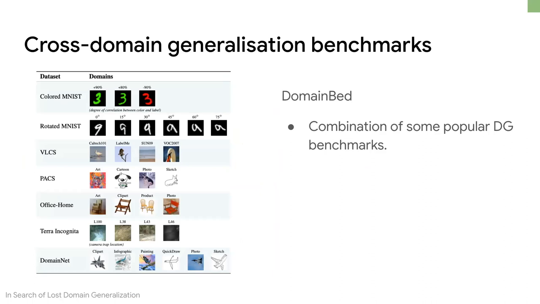Like there's DomainBed, which is also similar. You show different datasets from different domains. Well, in this case, you are actually combining all kinds of such benchmarks as well. So PACS is part of this benchmark. VLCS is also something similar, but it's under this umbrella of DomainBed.